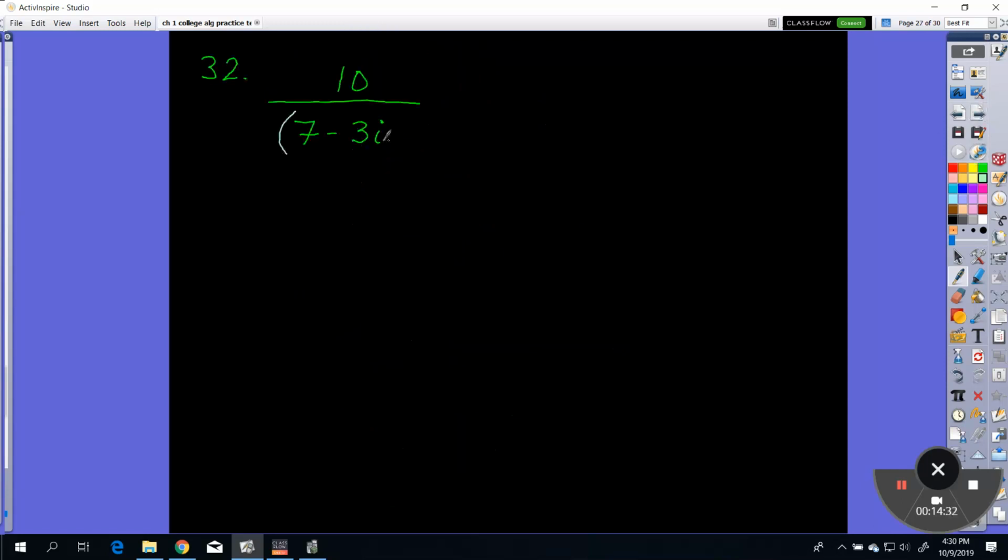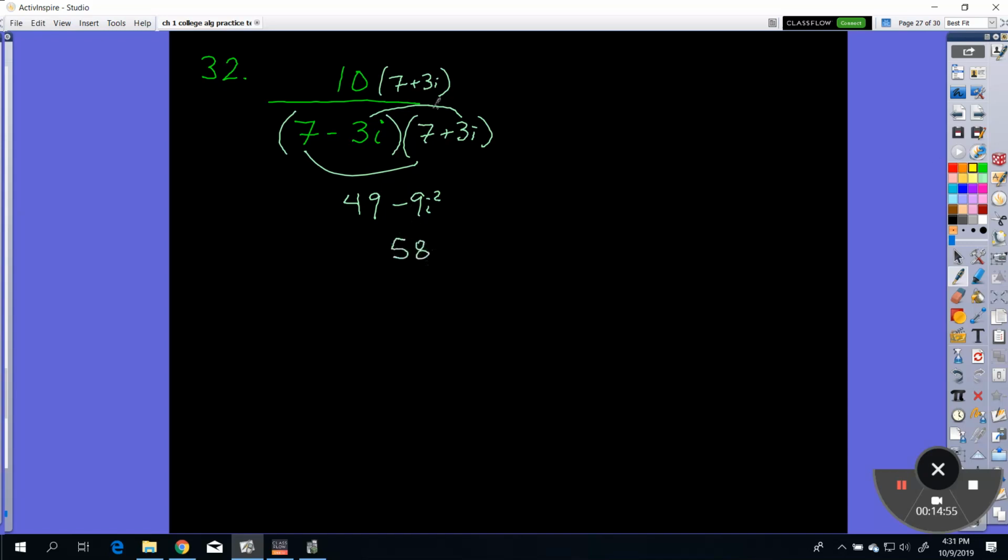Again, we're going to rationalize the denominator, get rid of the i that's on the bottom. So I multiply top and bottom by 7 plus 3i. On the bottom, that's 49. I know my middle stuff goes away, so negative 3i times positive 3i is negative 9i squared. That turns into a plus, so I really have 58.